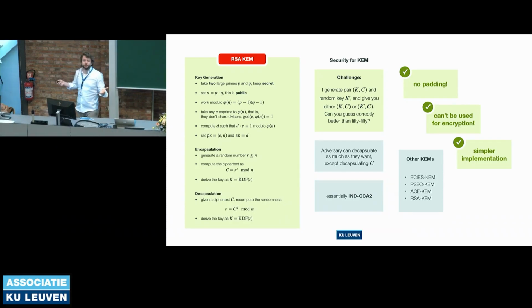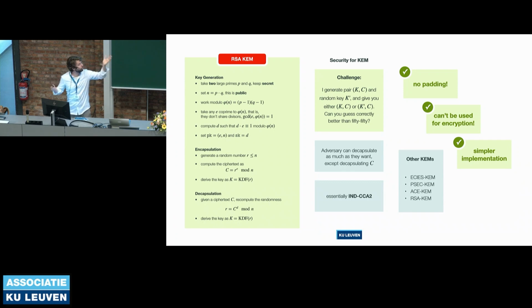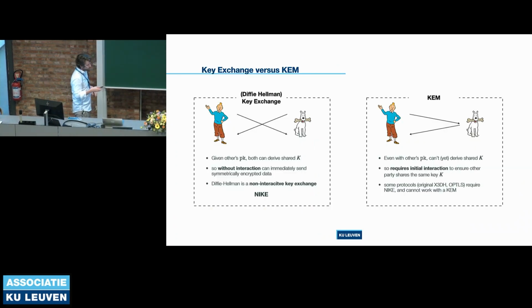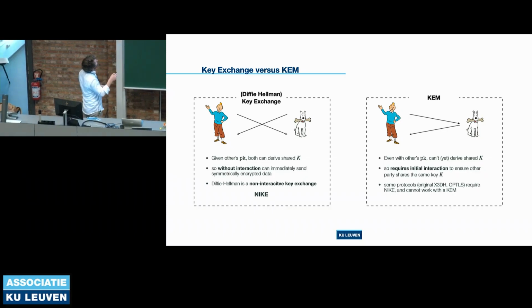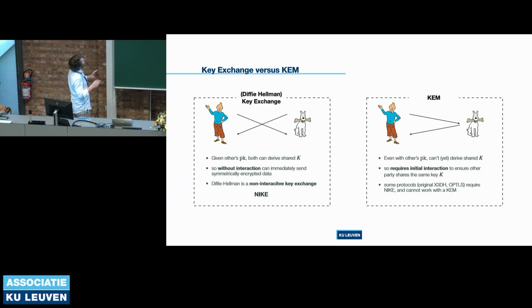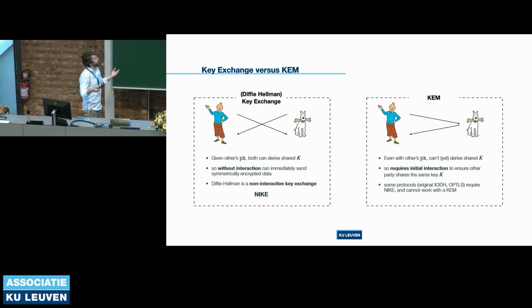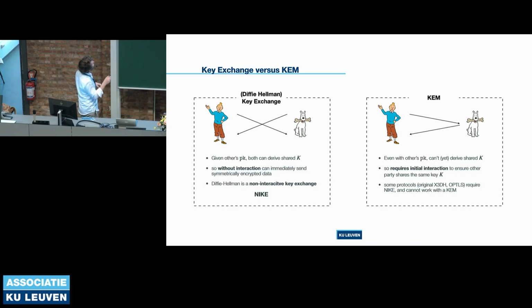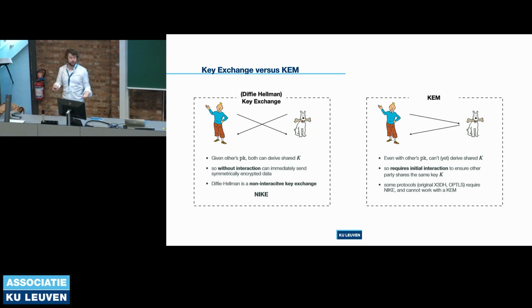Now, we have two ways to exchange a key. We can use a KEM, or we had this Diffie-Hellman thing. So what is really the difference here? For Diffie-Hellman, let's assume that we both have each other's public key. If you apply your public key and your secret key, you both actually can already derive the shared secret, right? You don't even have to interact if you assume that you have each other's public key. So even without interaction, you would be able to immediately send already, I don't know, symmetrically encrypted data or so. So it's non-interactive key exchange, and we call that a NIKE.